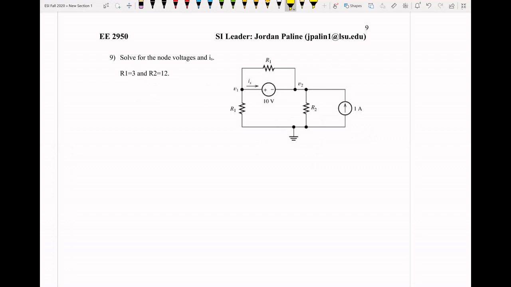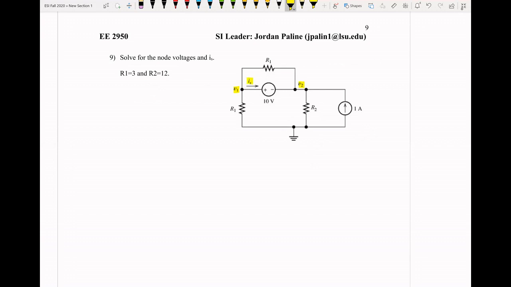Okay, let's take a look at problem number 9. This problem is asking us to determine the node voltages, these values V1 and V2 here, and then also wants us to find this current I of S.